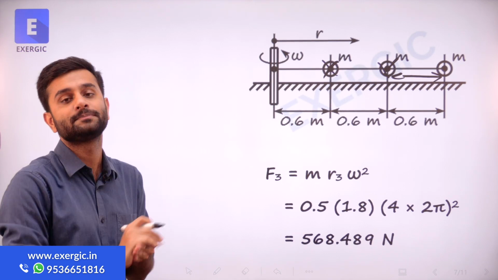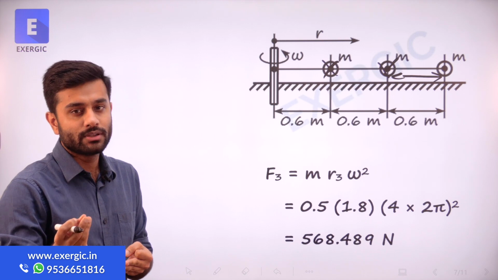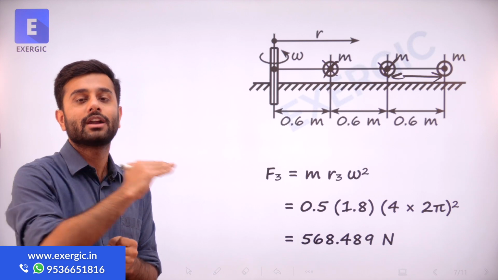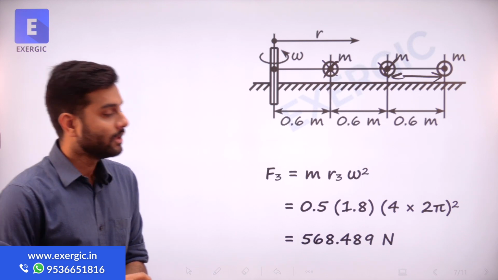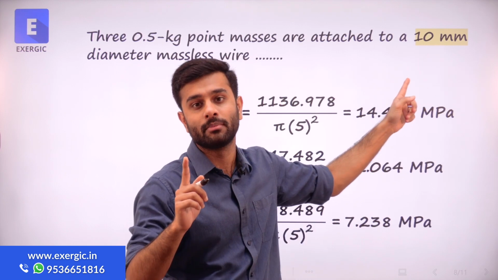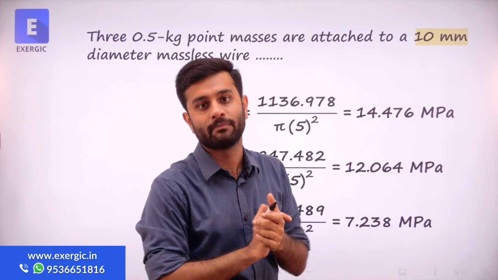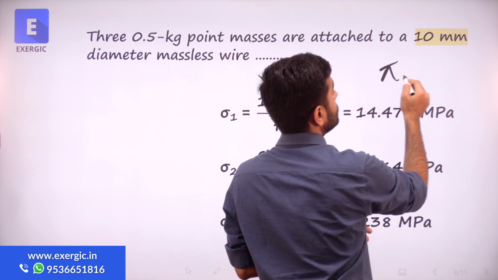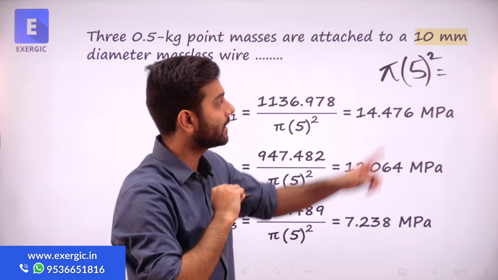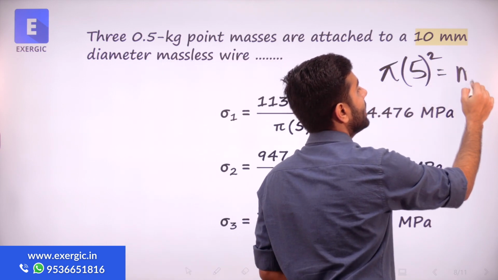Stress value, as we know, is nothing but internal resistance, which will be same as this force, divided by the cross-sectional area. The question has given you diameter is 10 mm, so radius is 5 mm. So pi times 5 square is going to give you the cross-sectional area. But this will be in mm square.